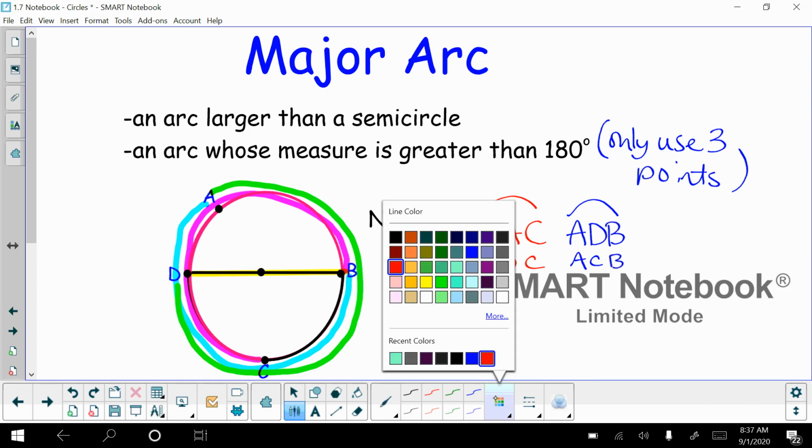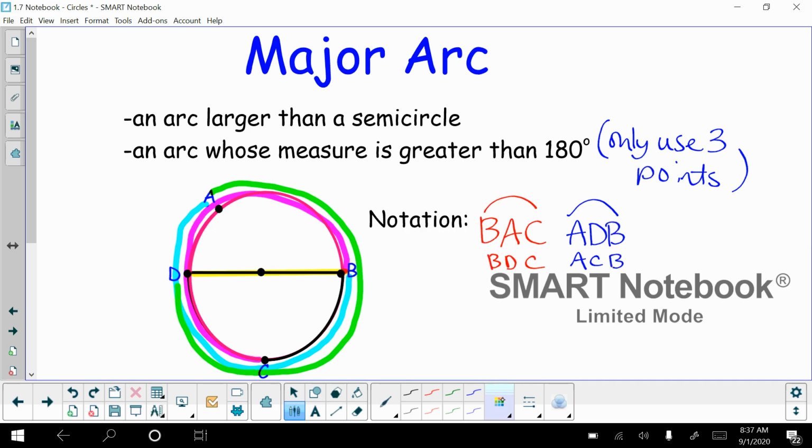Okay, the last one, the green arc, I'm starting at A and going all the way to D. So I could say A, B, D. That's a major arc. Okay, if you didn't use the B, you could say A, C, D. Okay, and you just follow the pattern of the letters. That's how you name it. So I went from A to the B to the D. That was the green arc.